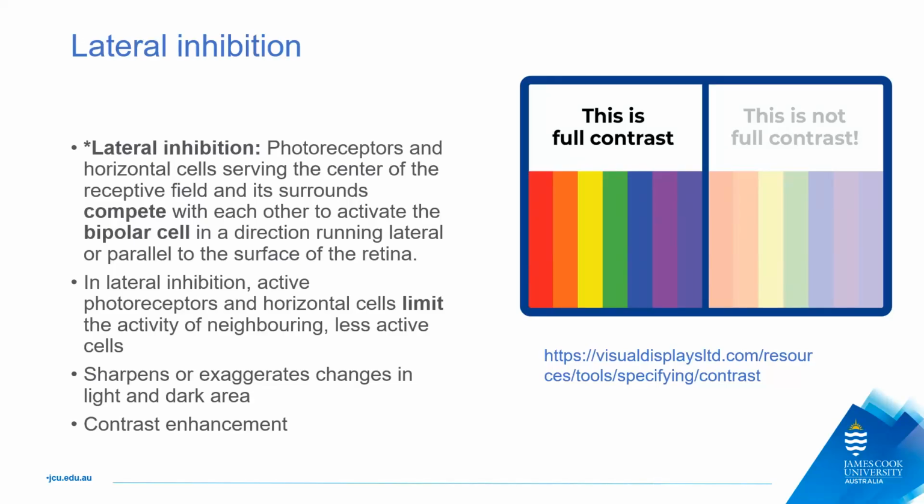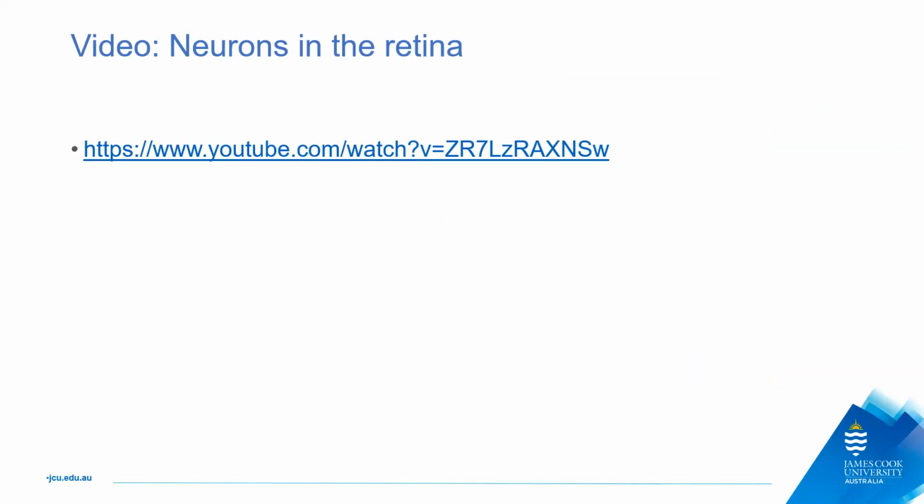The second one is essentially an elaboration. Active photoreceptors, horizontal cells will limit. The keyword here is limit. It will constrain the activity of neighboring less active cells. So you have to mention these two concepts. And this is what allows us to see changes in light and dark areas, to see the boundaries of bars of color, and to see increases and decreases in contrast. Later on, we have a video to show that. Okay, we'll watch the video.